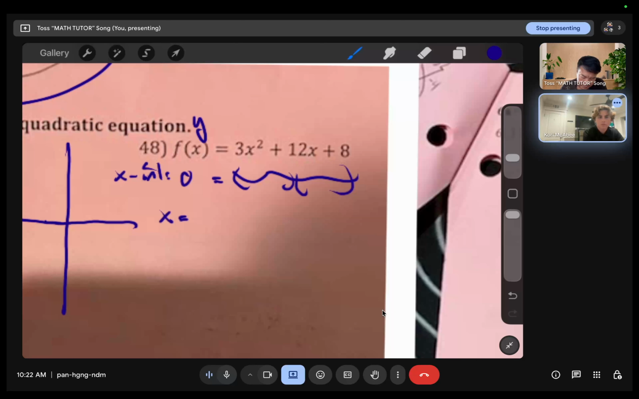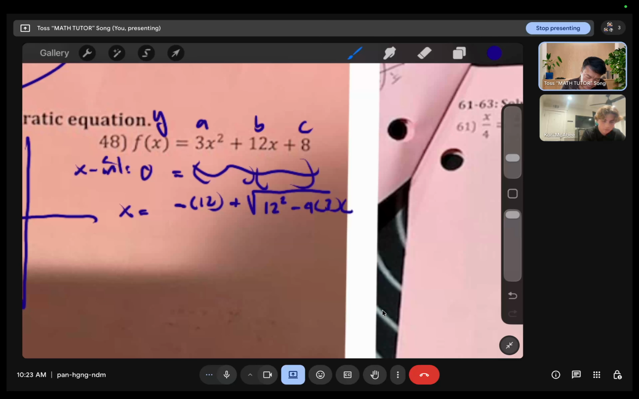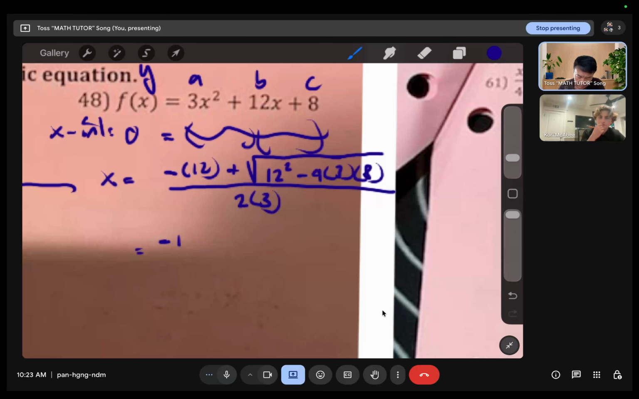All right. X equals negative b, which is negative 12. I'll parenthesize that to show the substitution. And then 12 squared. B squared minus 4 times A. A is 3. A, B, and C here. 4 times A times C, which is 8. All over 2 times A, 2 times 3. Okay, and then continue. Negative 12.